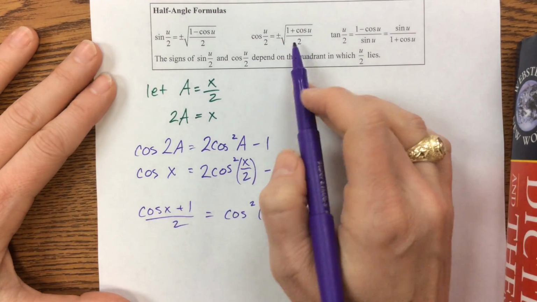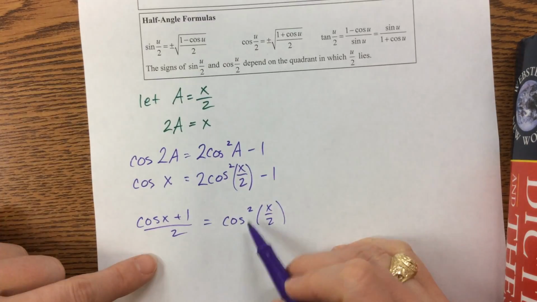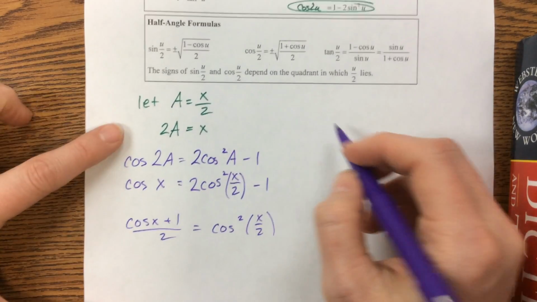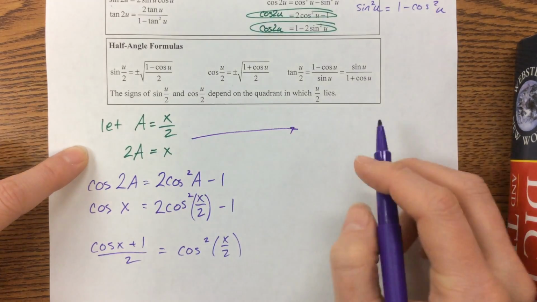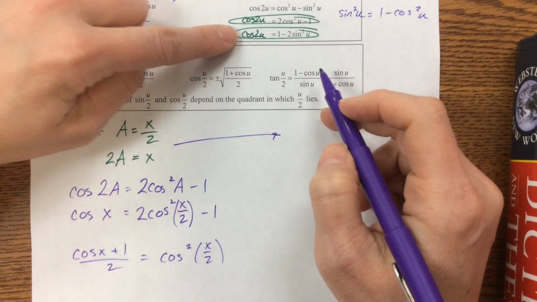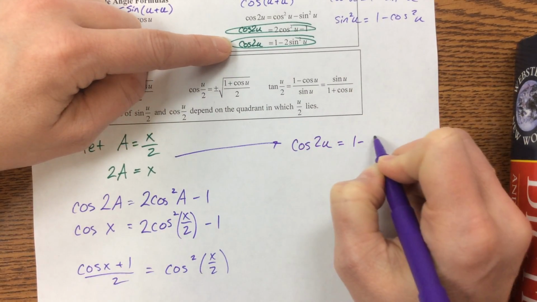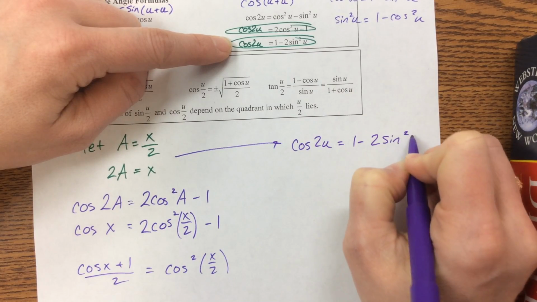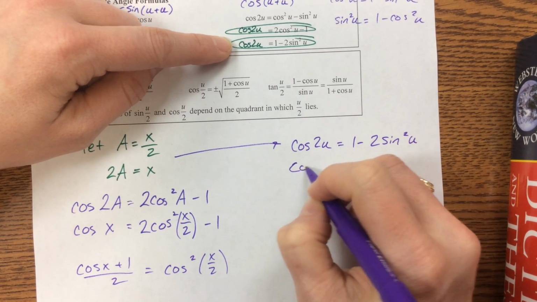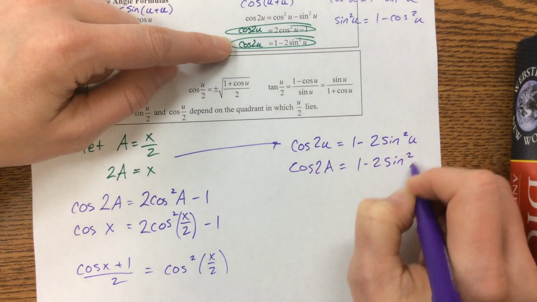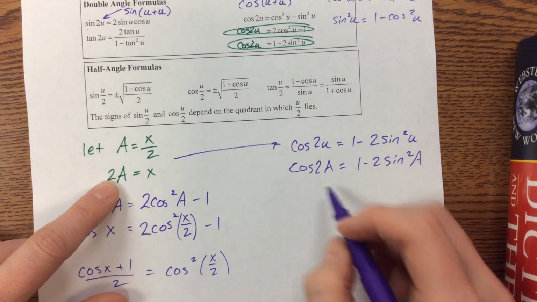So when I clean this up, we take the square root of both sides and we go from here to here. Then the sine is using the same stuff over here, except we're going to use the second equation. Cosine of 2a is equal to 1 minus 2 sine squared of a. I can replace 2a as x.